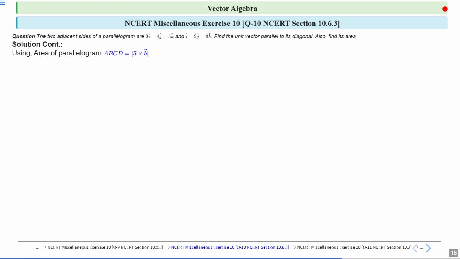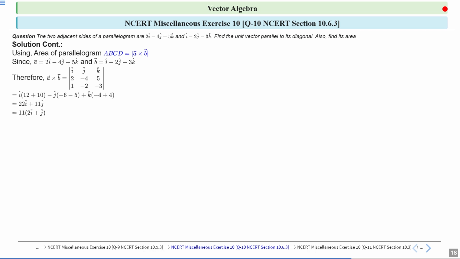Now using the area of parallelogram ABCD, which is mod of a vector cross b vector, we have a vector as 2i cap minus 4j cap plus 5k cap and b vector as i cap minus 2j cap minus 3k cap. Therefore a vector cross b vector will be equal to the determinant of i cap, j cap, k cap; 2, minus 4, 5; and 1, minus 2, minus 3. So i cap into (12 plus 10) minus j cap into (minus 6 minus 5) plus k cap into (minus 4 plus 4), which is equal to 22i cap plus 11j cap.